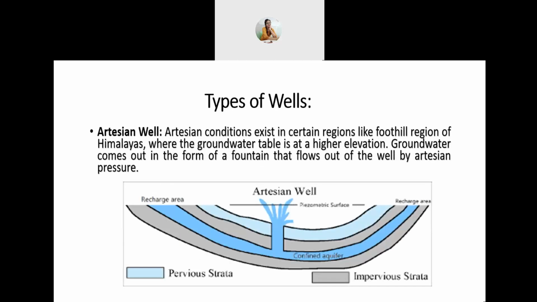The last one is artesian well. Artesian conditions exist in certain regions like the foothill region of the Himalayas where the groundwater table is at a higher elevation. Groundwater comes out in the form of a fountain that flows out of the well by artesian pressure. Here you can see the picture of an artesian well, how the groundwater comes out as a fountain.